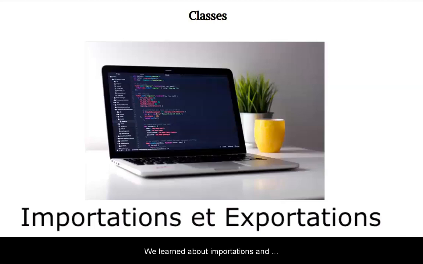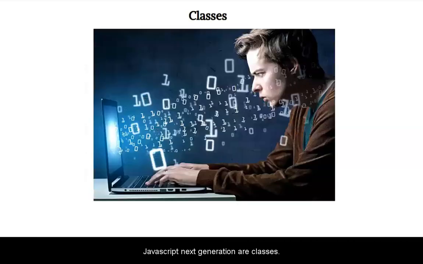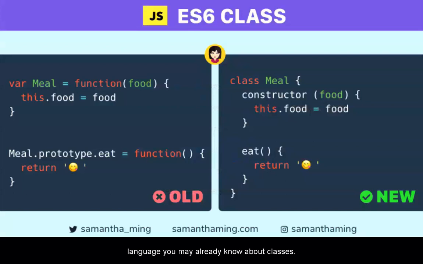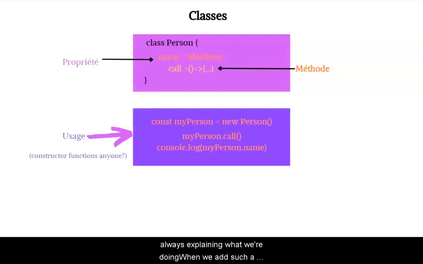We learned about imports and exports. Another essential feature of next generation JavaScript is classes. If you have experience with another programming language, you may already know about classes. Classes are essentially blueprints for objects. In our case here for JavaScript objects, a class is created with the word class, and a class can have both properties and methods. Methods are simply functions attached to classes, and properties are variables attached to classes. We are going to use both of them in this course, while always explaining what we are doing.